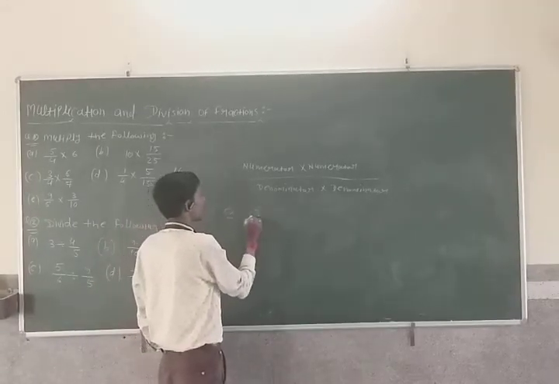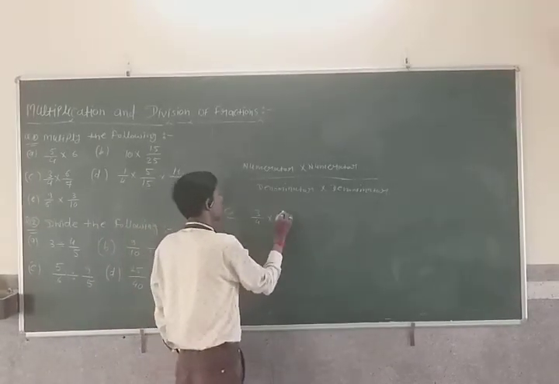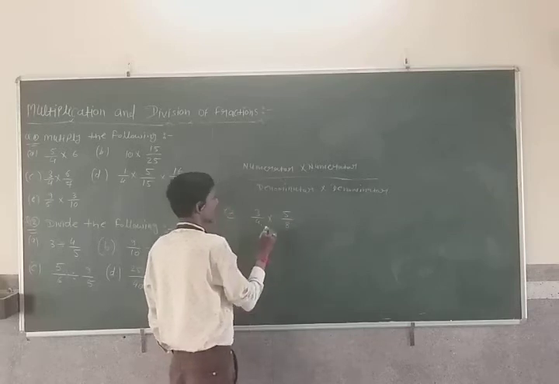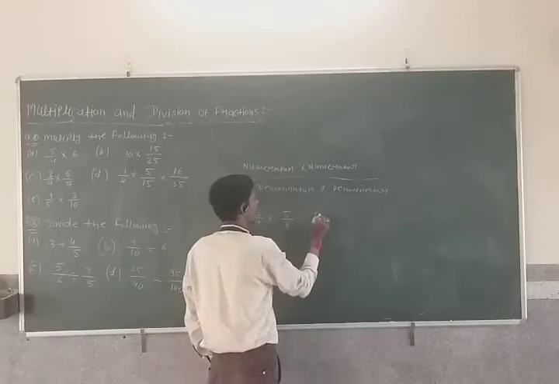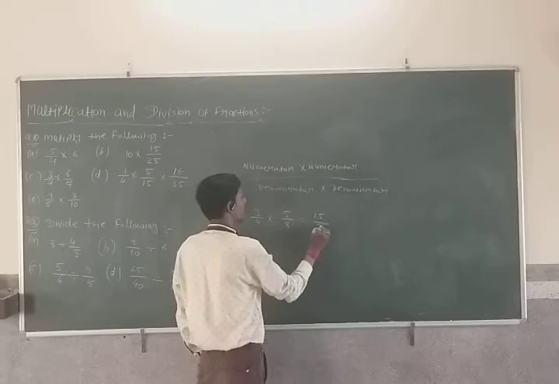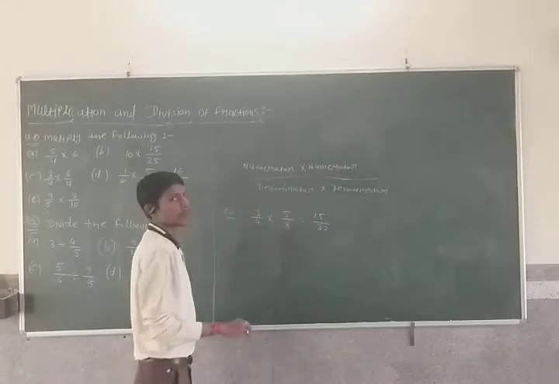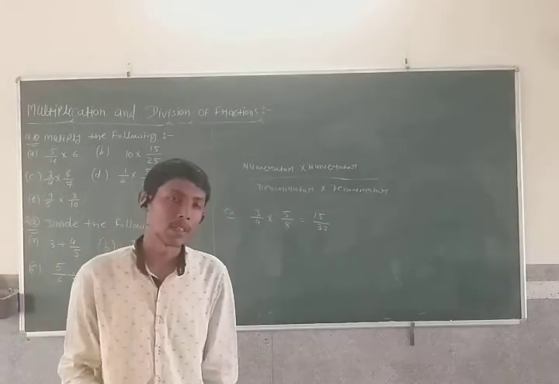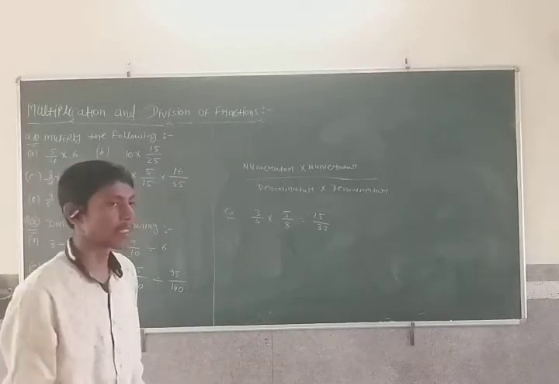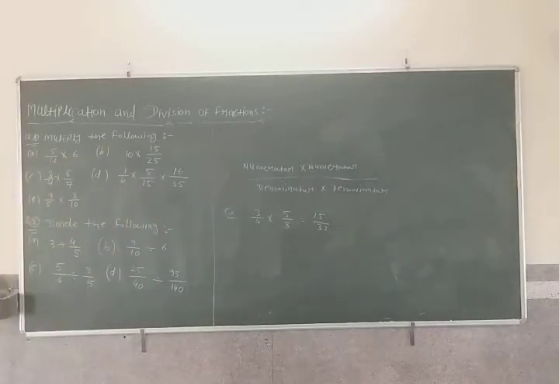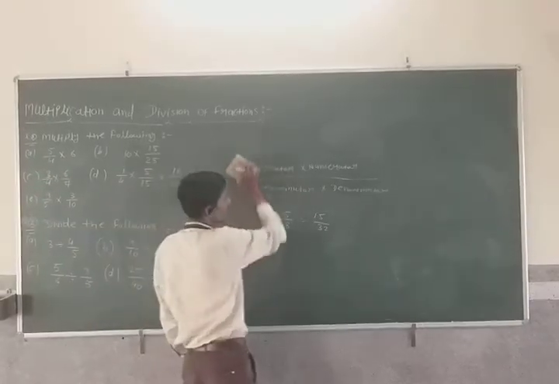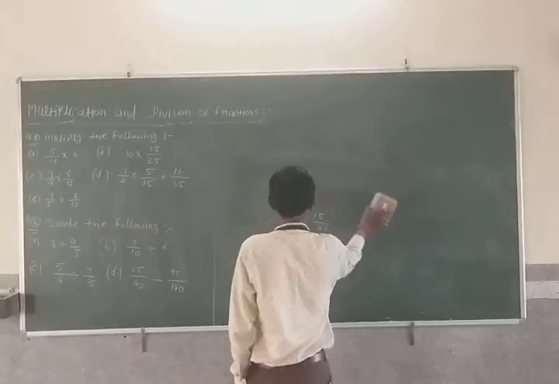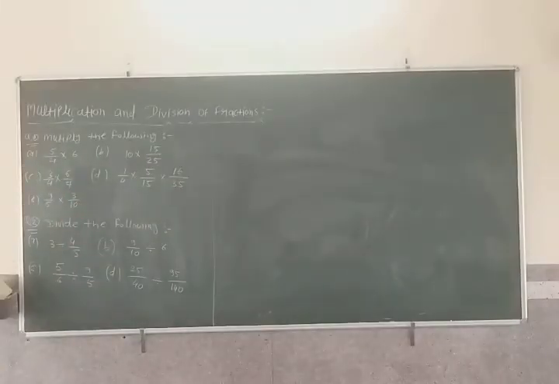For example, if we need to multiply 3 upon 4 multiplied by 5 upon 8, that is 3 multiplied by 5, 15, and 4 multiplied by 8, 32. We don't need to take care of whether they are like fractions or unlike fractions. So now let us focus on some questions. These are some questions I have already written. This is question number 1A.